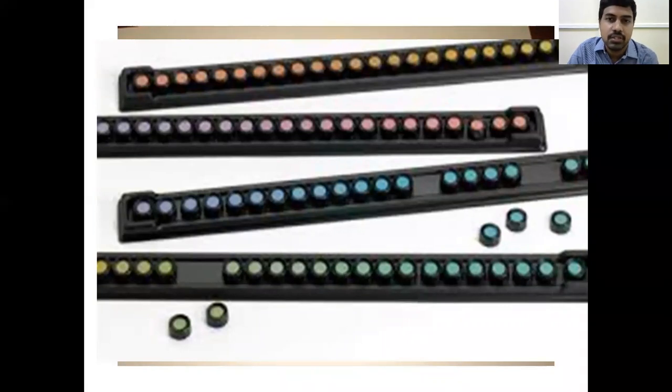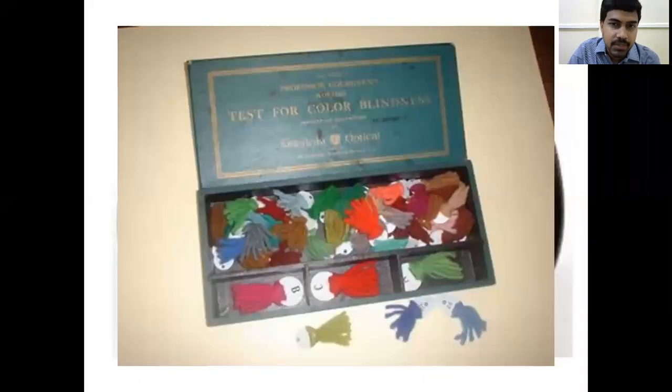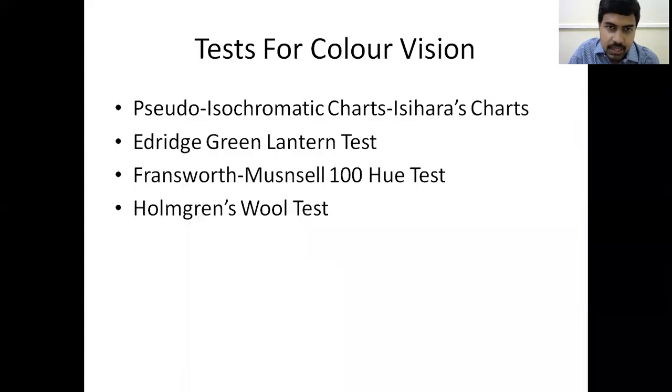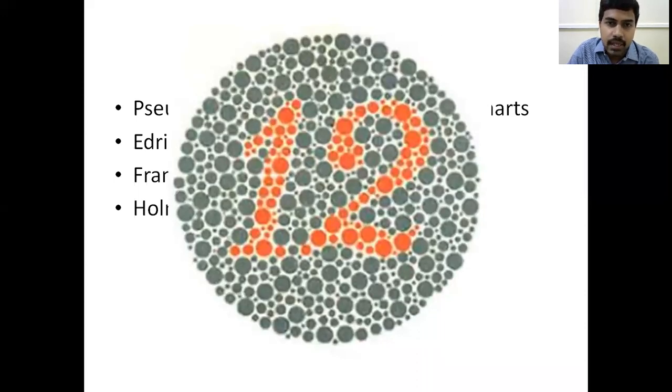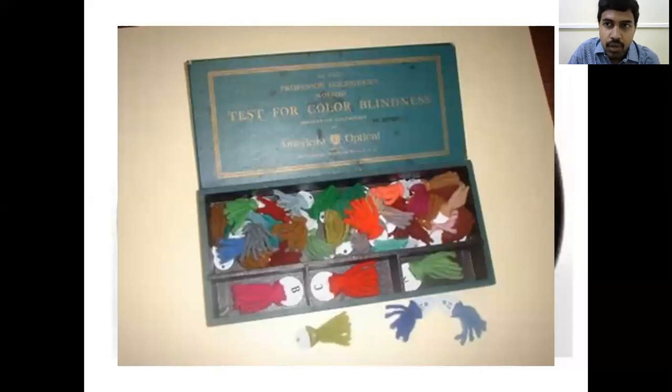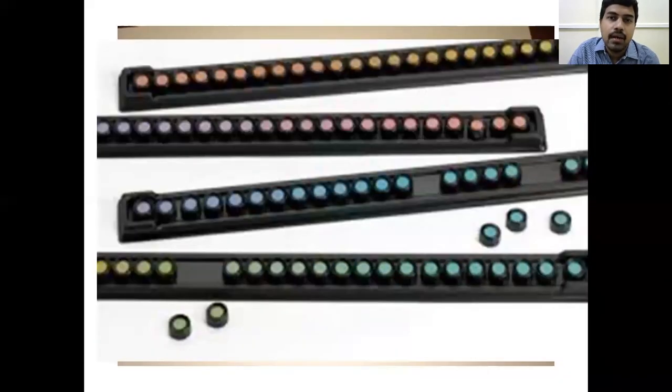It is a very complex test to understand. You just remember the names: Ishihara's charts, Eldridge Green Lantern test, Farnsworth-Munsell 100 hue test, and Holmgren's wool test. This is Ishihara's chart. This is Eldridge Green Lantern. This is Holmgren's wool. And this is the Farnsworth-Munsell 100 hue test. So these are the various tests employed to detect color vision defects.